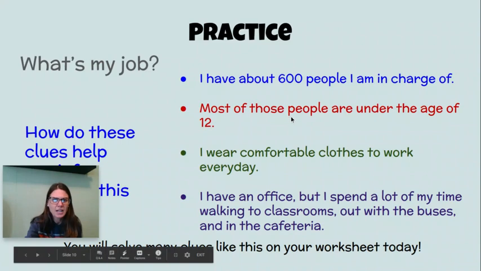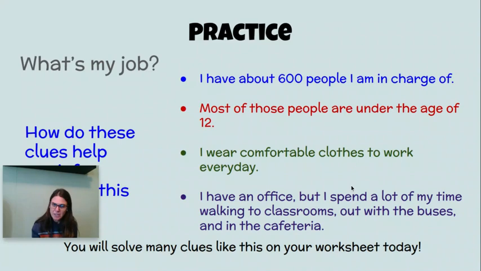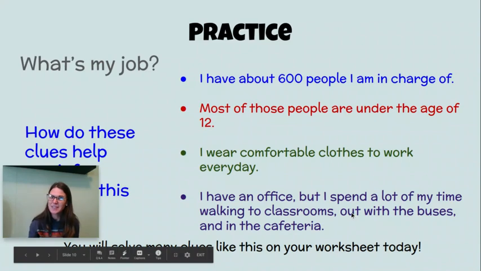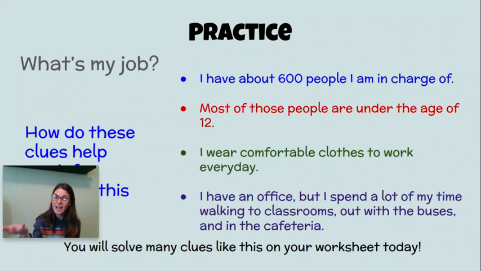I bet. So now I want to go back to I have about 600 people I'm in charge of. I'm thinking that's Mr. Peterson because he's in charge. And so I know that Mr. Peterson is in charge of 600 people or about that, and that most of them are under the age of 12, and that he wears comfortable clothes to work, and he has an office, but he spends a lot of time walking to those places as well. So I can use those clues, what I observe, plus what I already know about Mr. Peterson and his job, and I can infer that this person's job must be an elementary school principal.